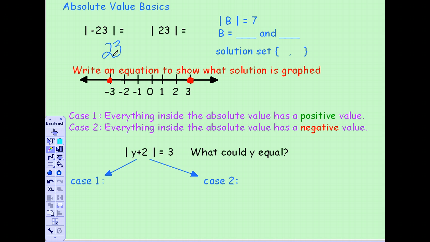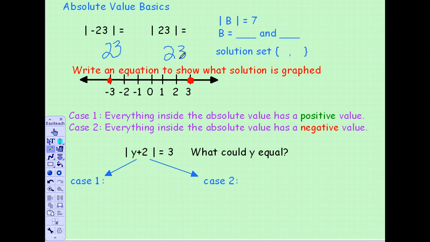In the next example, absolute value of positive 23. Well, that's still 23 units away. So notice how these 2 values, even though one was positive and one was negative, using these opposites, they both have the same absolute value. So it's okay to have 2 different numbers inside and you still get the same absolute value result. We would call this negative 23 and positive 23 opposites. That's part of our vocabulary.